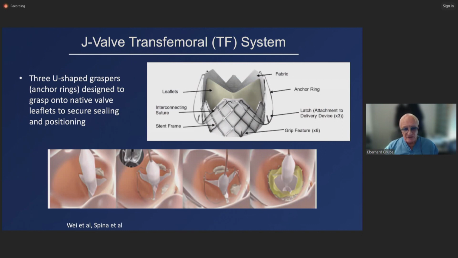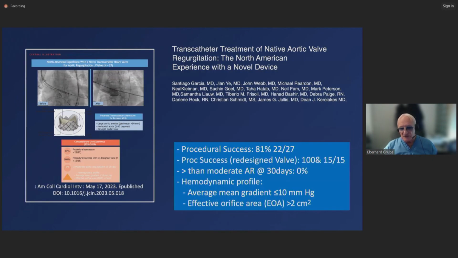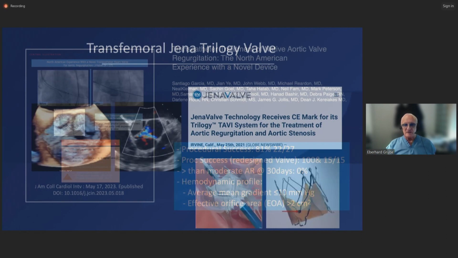The transfemoral J valve has 3 U-shaped graspers, so-called anchorings, designed to grasp onto native valve leaflets to secure sealing and positioning. The transapical approach has been CFDA approved in 2017. Early American experience has been published recently with good procedural success, no moderate AR at 30 days, and a hemodynamic profile with very low mean gradients and a very effective orifice area, more than 2 square centimeters.